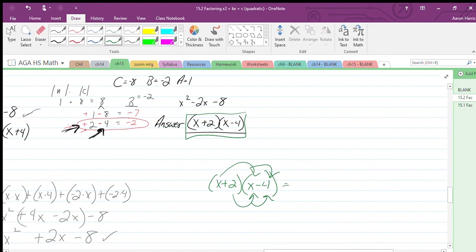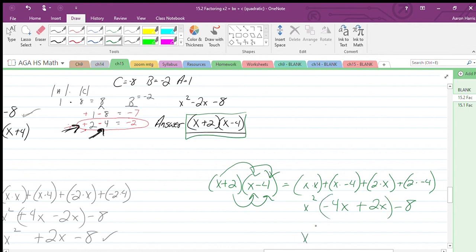me just checking to make sure I did my work right. So x times x plus x times what? Negative 4 plus 2 times what? X plus 2 times what? Negative 4. Okay? So x times x is x squared. X times the negative 4 is negative 4x. 2 times x is positive 2x. 2 times negative 4 is negative 8. Combine like terms. X squared minus 2x minus 8. And that checks out.